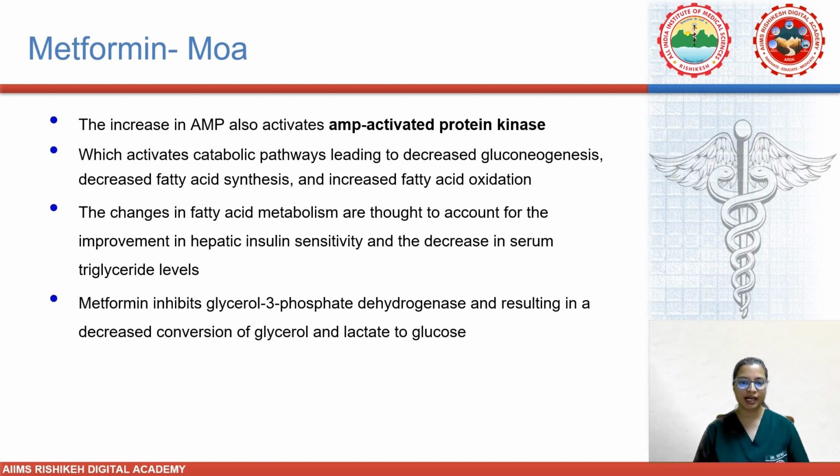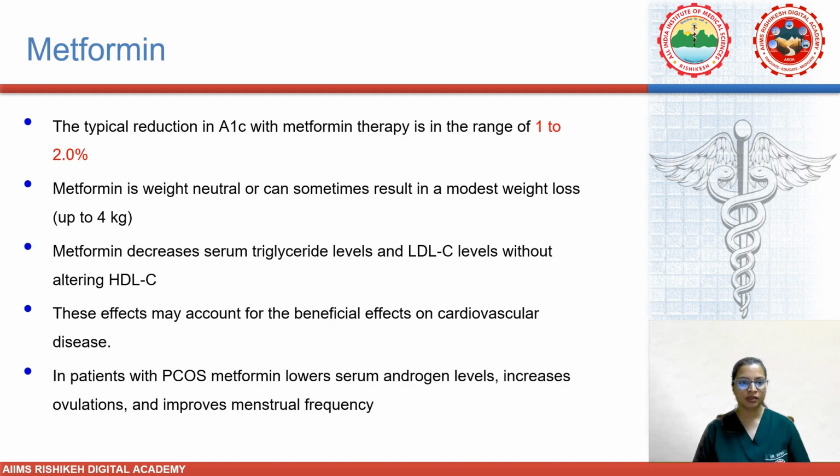So the typical reduction in HbA1c with metformin therapy is in the range of 1 to 2%. It is weight neutral or can sometimes result in modest weight loss. It decreases the serum triglyceride levels and LDL-C levels without altering HDL cholesterol. These effects may account for the beneficial effects on cardiovascular disease. In patients with PCOS, metformin lowers the serum androgen levels, increases the ovulations, and improves menstrual frequency.